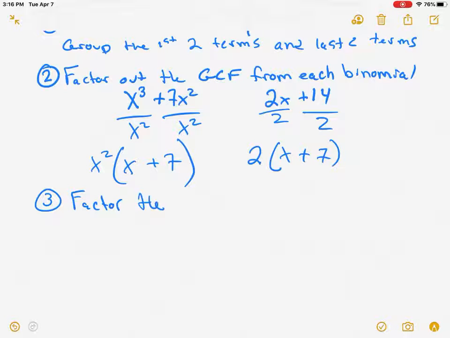the common binomial out. As you can hear, my son in the background, he completely agrees. He's super psyched about factoring polynomials with 4 terms.